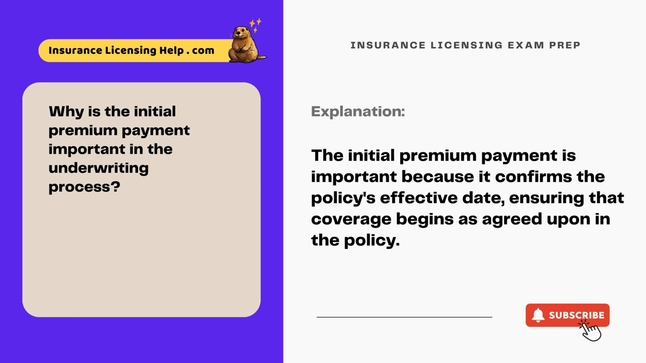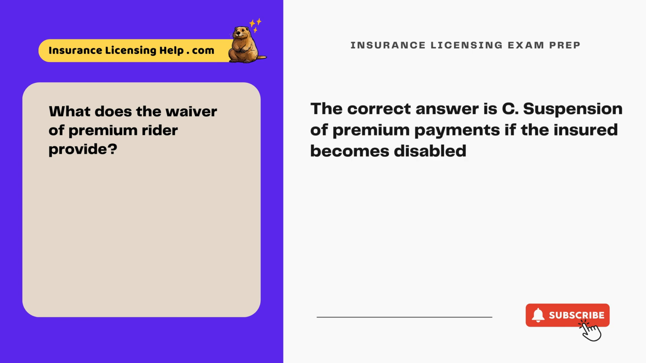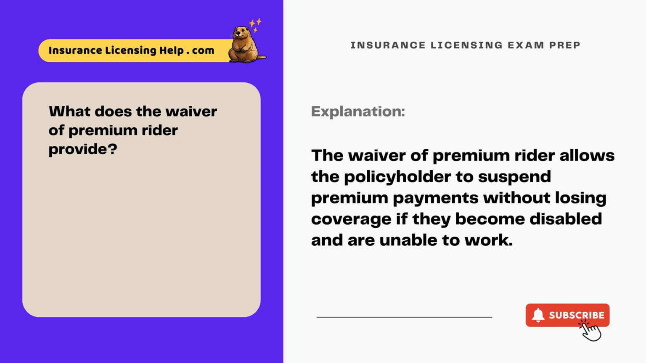What does the waiver of premium rider provide? A. Immediate payout of the policy's death benefit. B. Coverage for critical illnesses. C. Suspension of premium payments if the insured becomes disabled. D. Additional coverage for accidental death. The correct answer is C. Suspension of premium payments if the insured becomes disabled. The waiver of premium rider allows the policyholder to suspend premium payments without losing coverage if they become disabled and are unable to work.